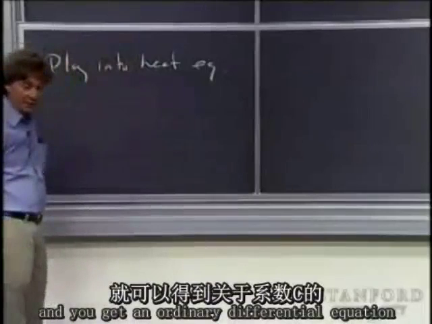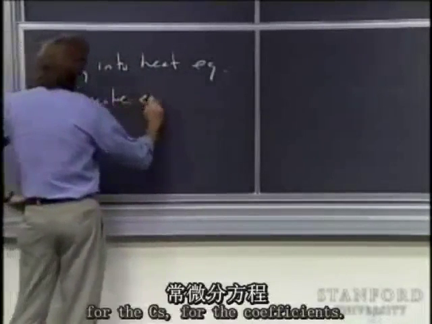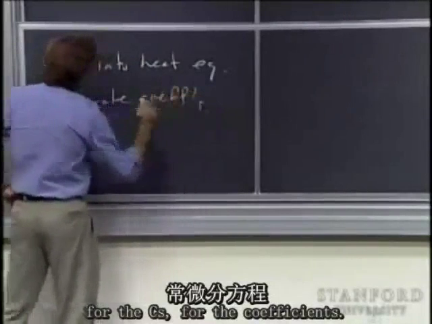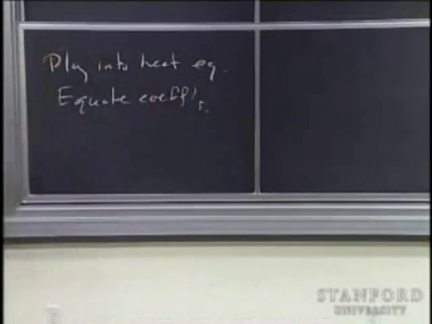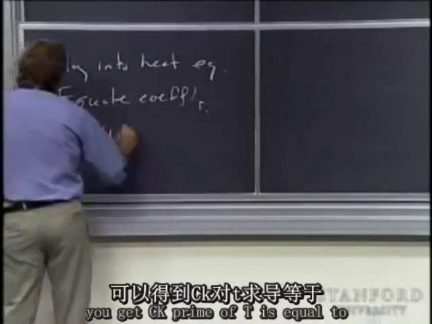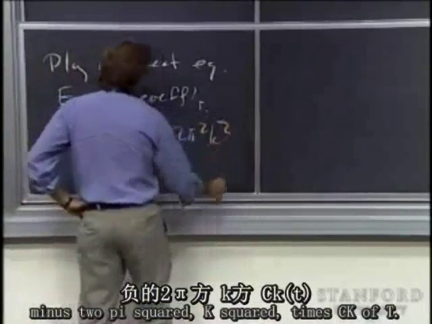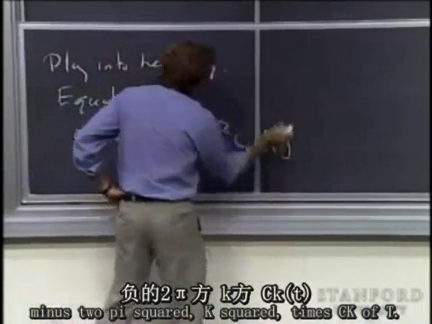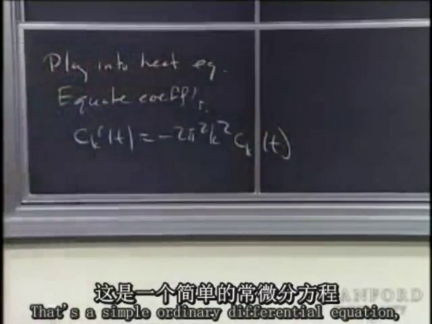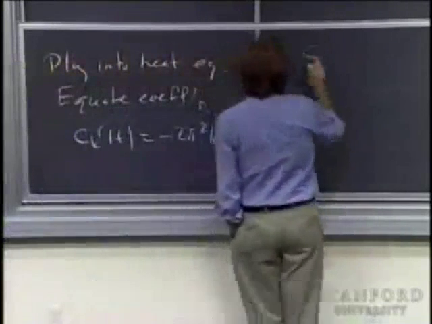And you get an ordinary differential equation for the C's, for the coefficients. The C's are the unknowns there, all right? So you get this equation: ck prime of t is equal to minus 2 pi squared k squared times ck of t. All right? That's a simple ordinary differential equation, and we know how to solve it. So it's a simple ODE.